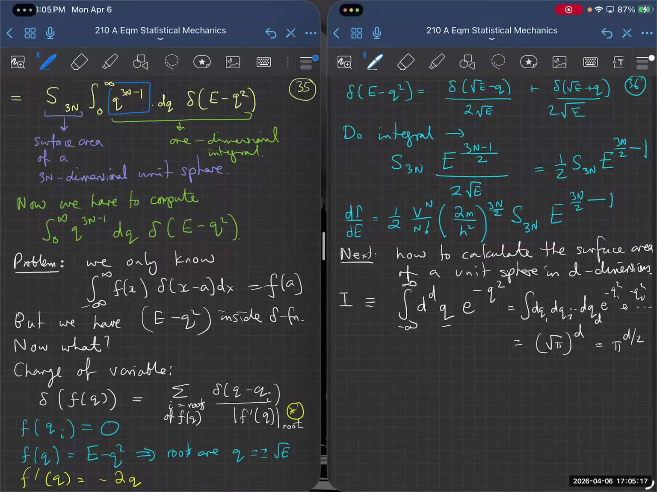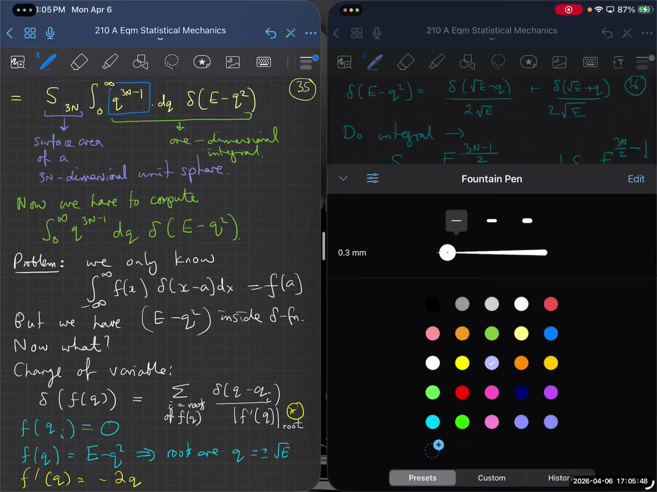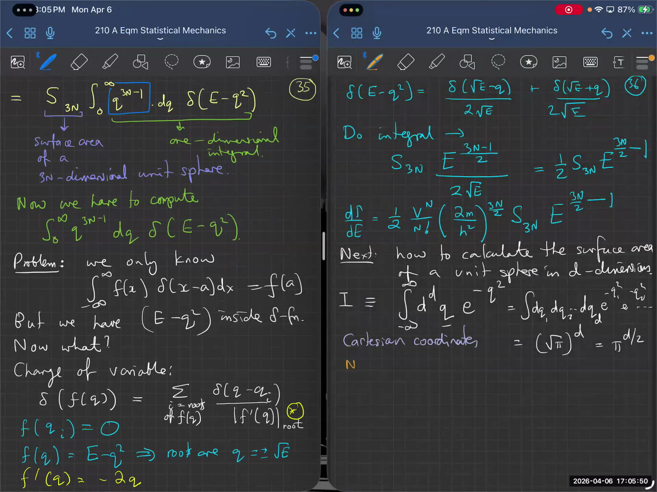Okay? All right. Now we're going to do it a different way. So we want to remember that I want to work out the surface area of a d-dimensional sphere. What calculation could I do which would involve the surface area? Well, the obvious thing to do is, so here what we did in our heads, we did this in Cartesians. So now let's try to do it in polar coordinates.